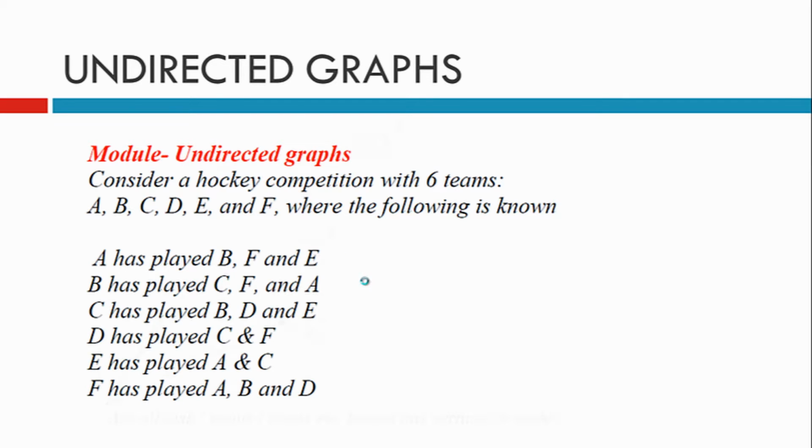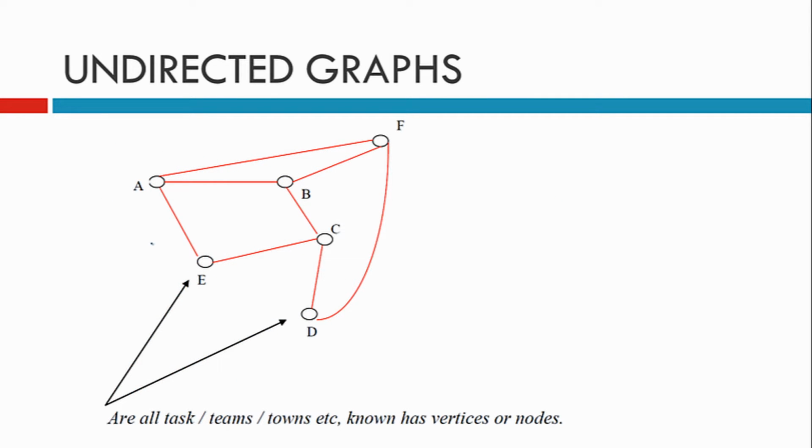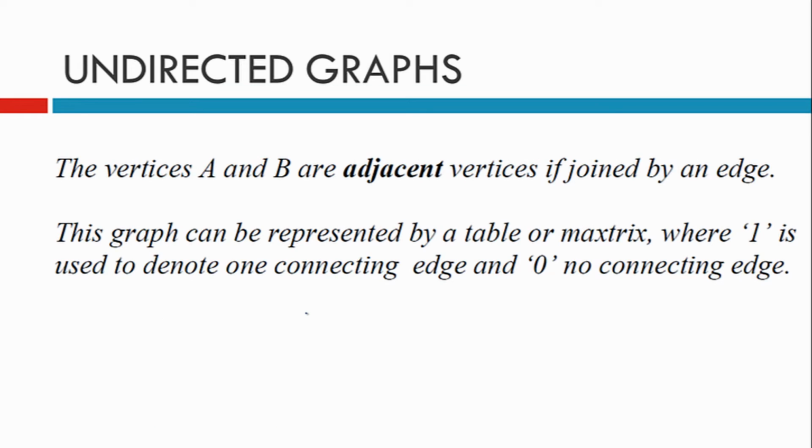So when we graph this, this is the graph that we get. Now the E, the D, the A, B, C and F, these things here that I'm shading in right now, they're called teams, tasks, towns. That's what they could be. Could be anything at all, but we know them as vertices, or another name for them being nodes. Vertices A and B are known as adjacent vertices because we have an edge that goes from A to B.